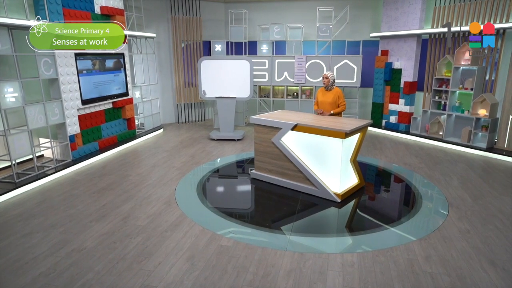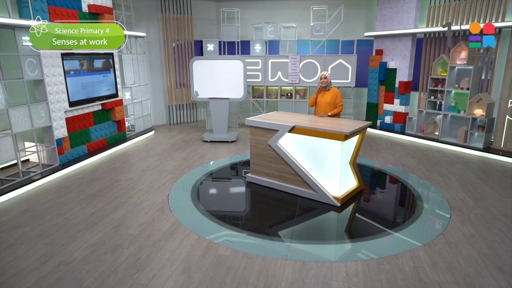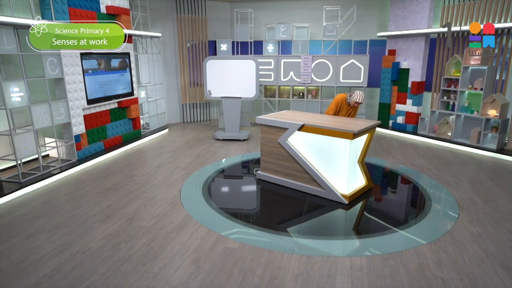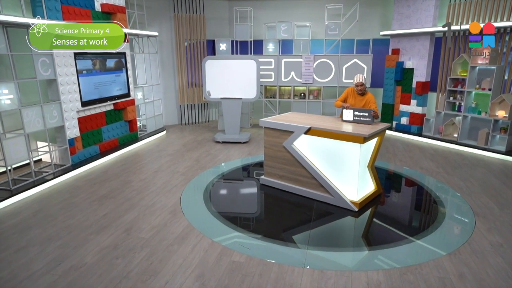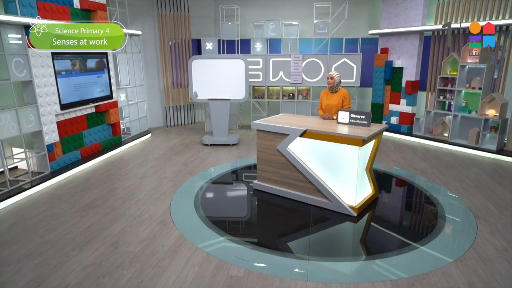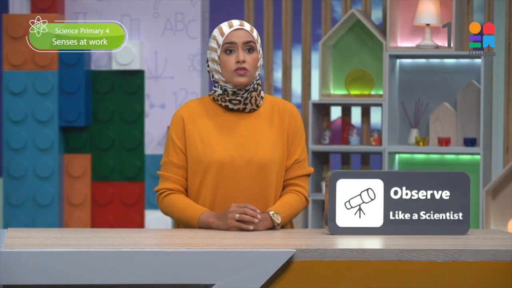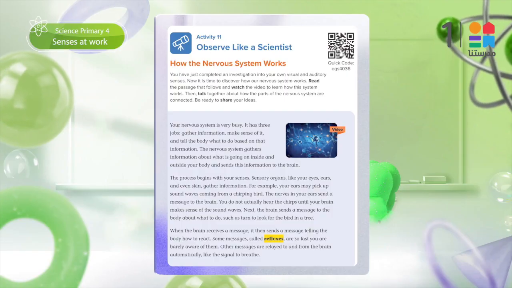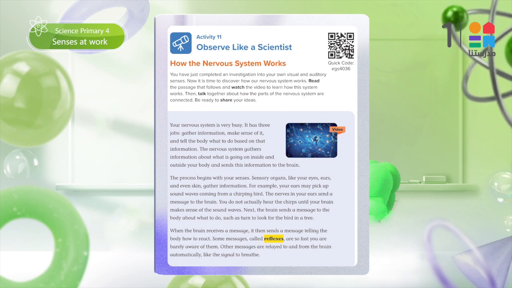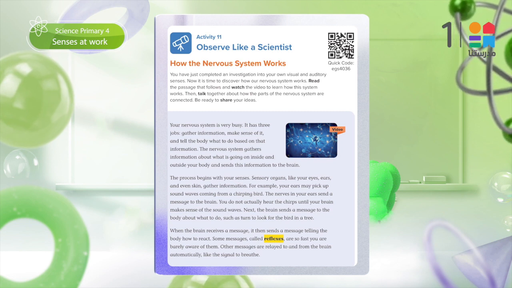Right now, while I'm talking and you are listening, there are several processes carried out by our nervous system. Let's start in our activity 11, observe like a scientist. In Observe Like a Scientist, we will know more about how the nervous system works. So, open your book page 56 and let's read the text and use your observation skills to learn more about the meaning of the two terms.